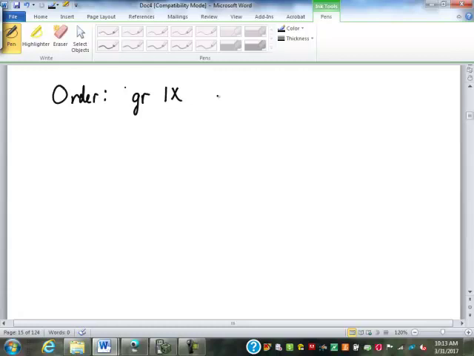Orders GR IX. And our label says that the medication is concentrated as 25 milligrams in 2 milliliters. I want to know how many milliliters to administer to a patient.